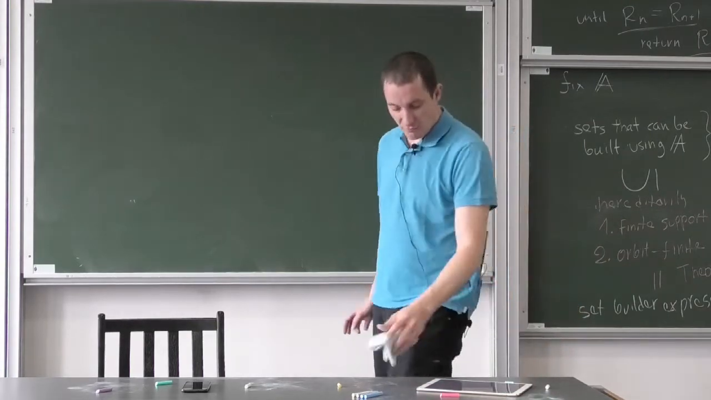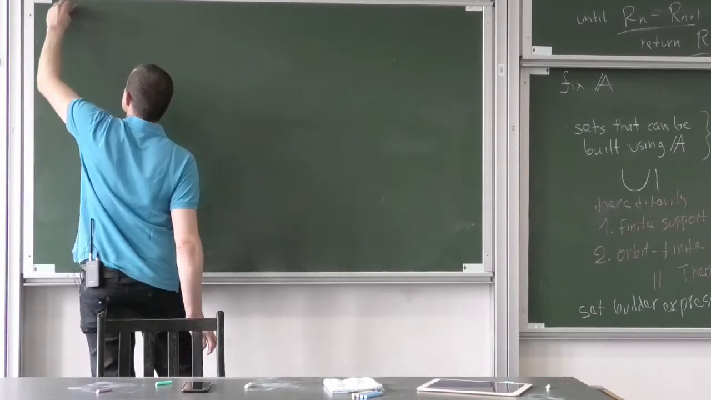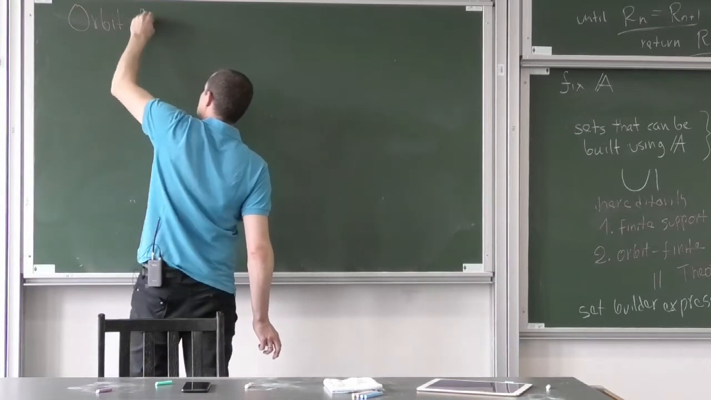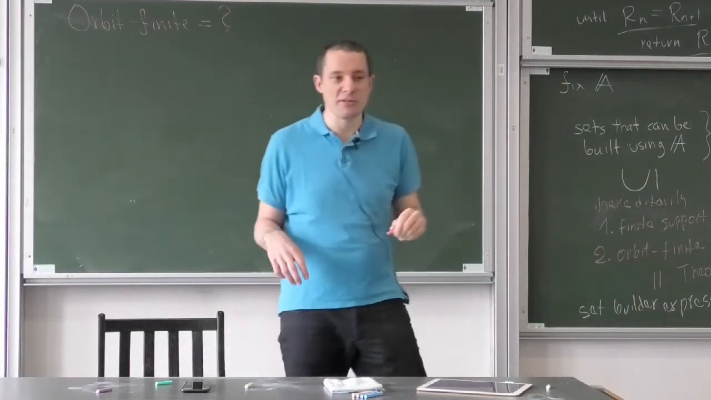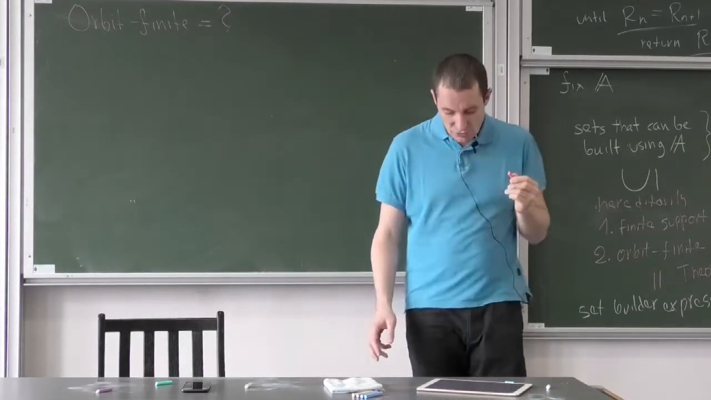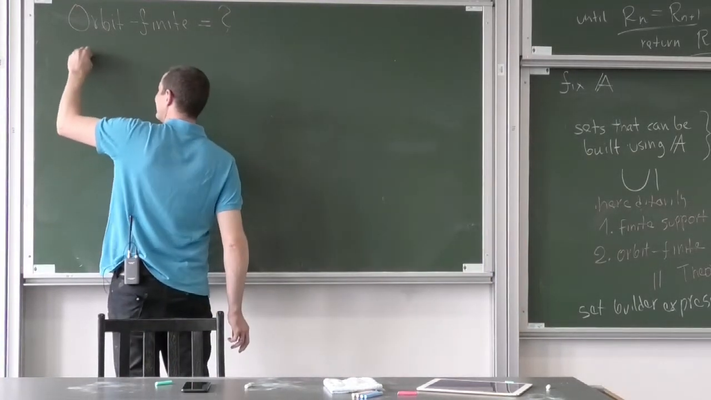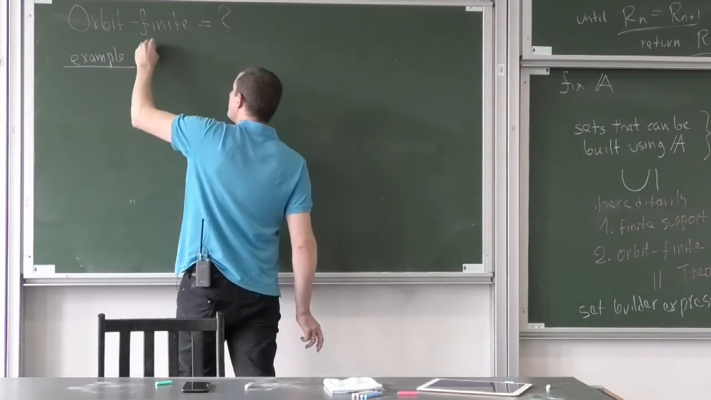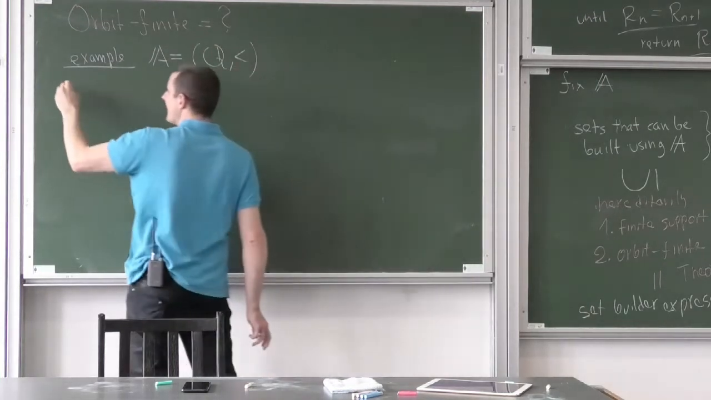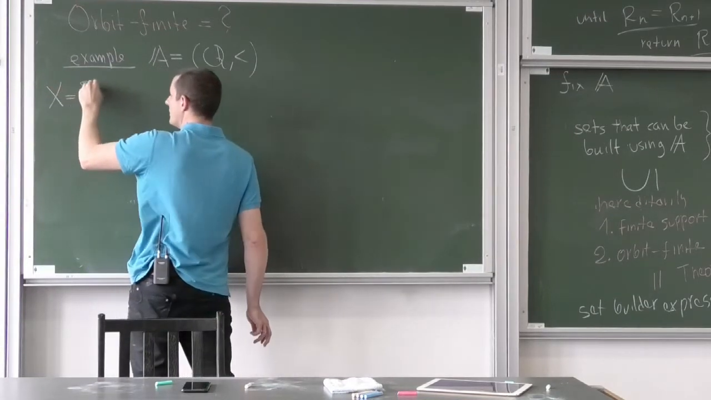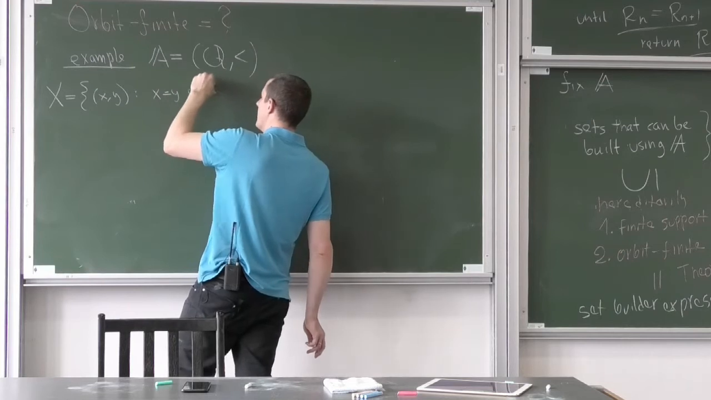So let's start with just the basic idea. I want to explain what it means to be orbit finite. Well, clearly it's meant to say something like finitely many orbits, yes? But what does that mean exactly? And to show that, let's consider an example. The atoms are the rational numbers. And let's consider the set X. It's pairs of rational numbers such that, say, x equals y or x greater than 2.